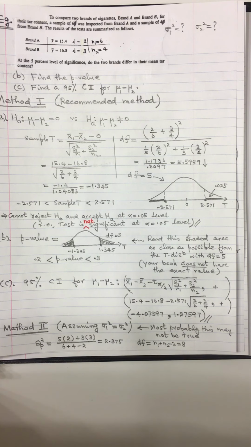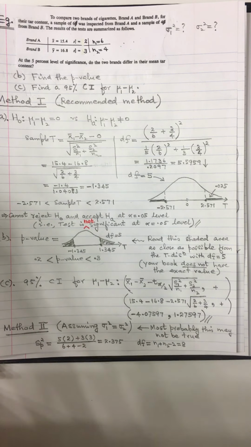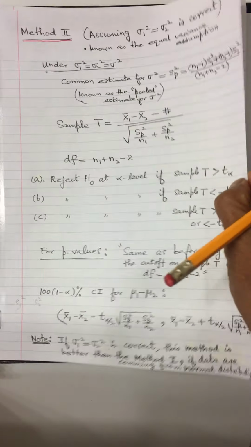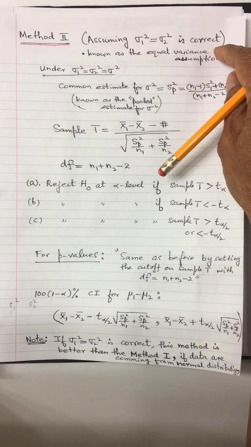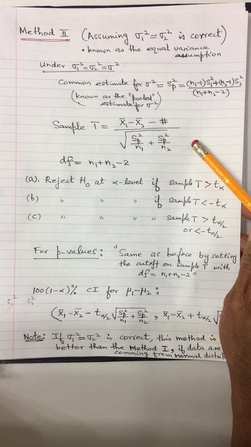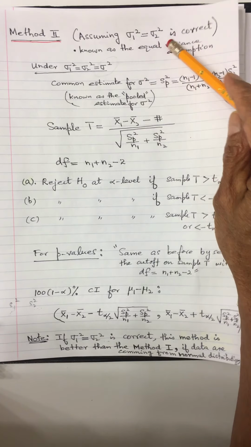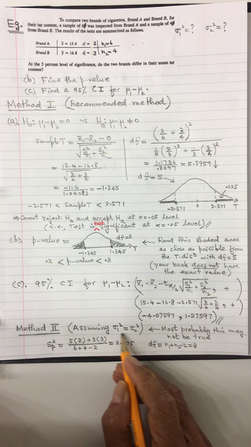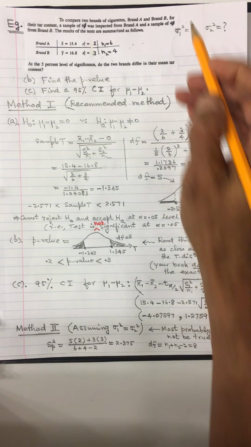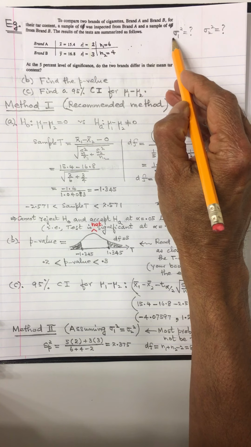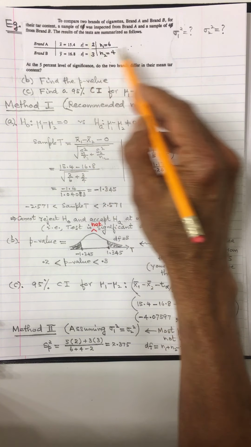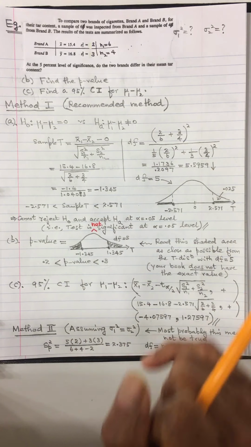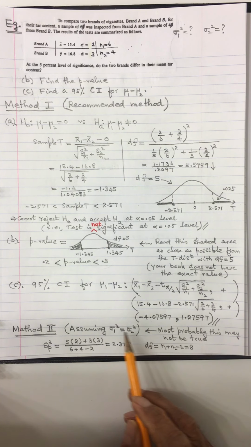All right, so the second method is the other method, this one, assuming equal variances. So the pooled estimate method. So assuming this has got to be correct. Most probably, by the way, this may not be correct. The reason is that this S1 square is an estimate for that, and this S2 square is an estimate for that. So 2 and 3 here are kind of far apart. So most probably this may not be true.